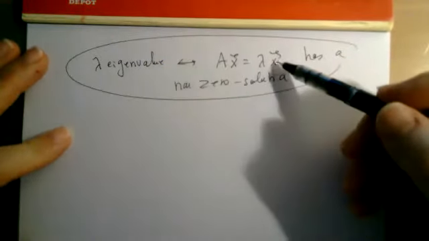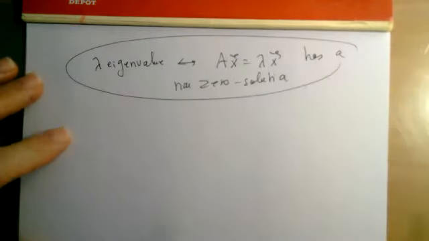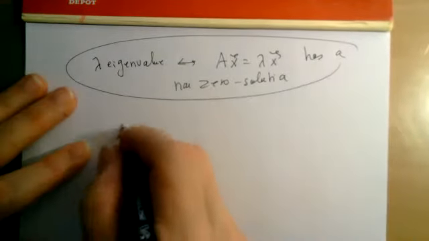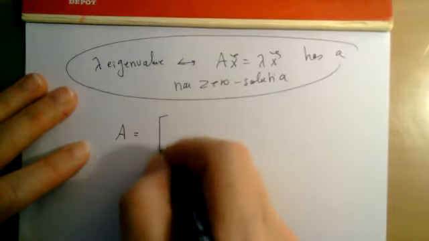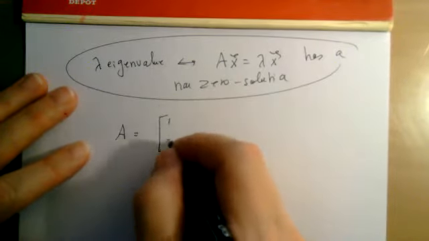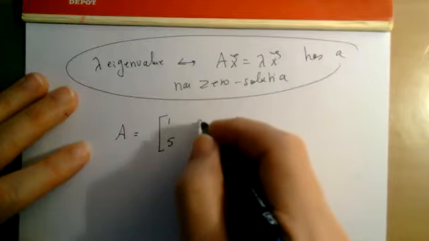Means I can find non-zero X such that this holds. Okay, now let us start working a little bit to make it more realistic. So I will take the following matrix, 1, 5, 6, 2.